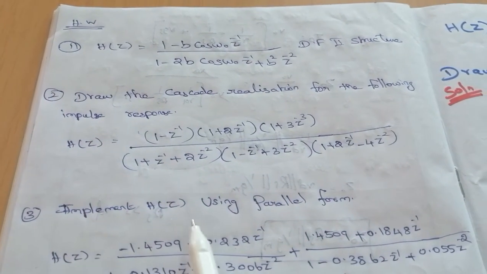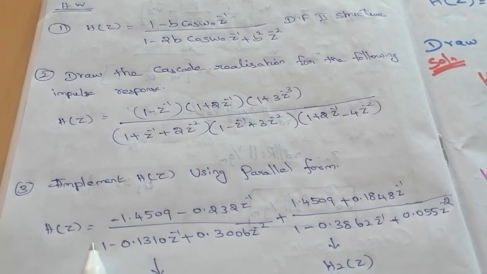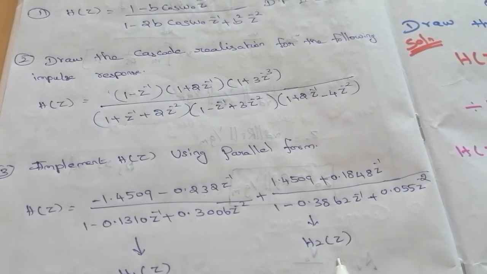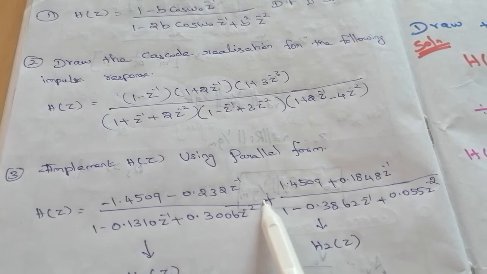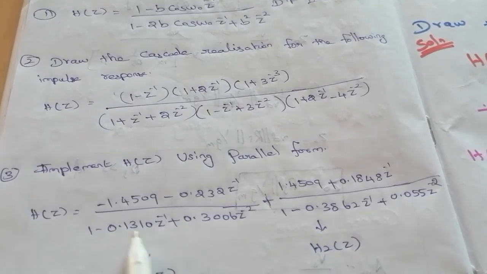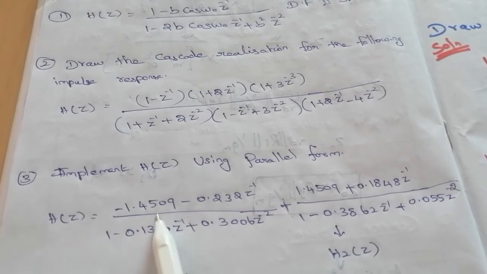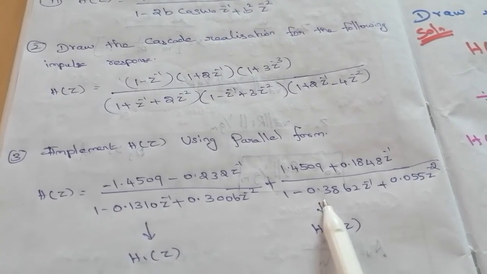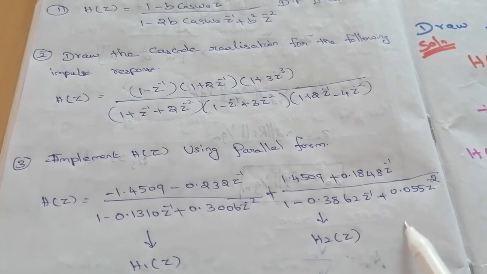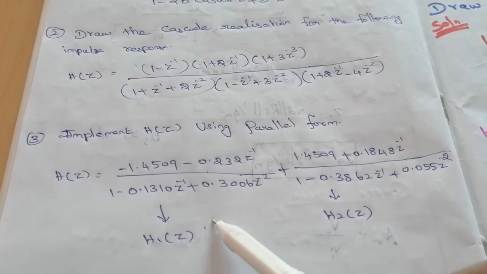And the third problem, implement h of z using parallel form. So here also the h of z function is given in terms of two factors, this h1 of z and h2 of z, because it's given as an addition, right? So there is no need to apply the partial fraction method, it is already in the form of partial fractions. So you have to take this term as h1 of z and this term as h2 of z, draw the direct form 2 structure for this one and draw the direct form 2 structure for h2 of z, which is connected in parallel with h1 of z.